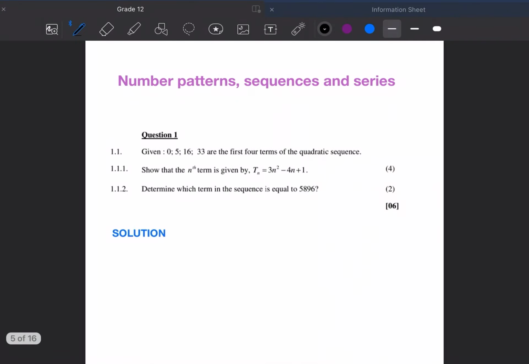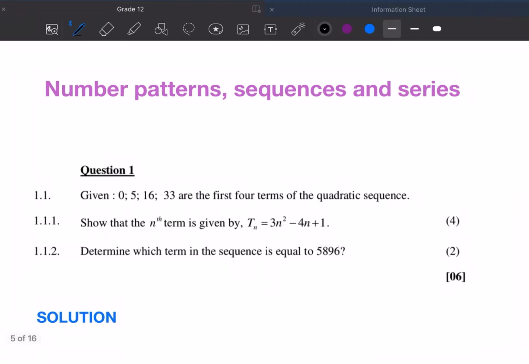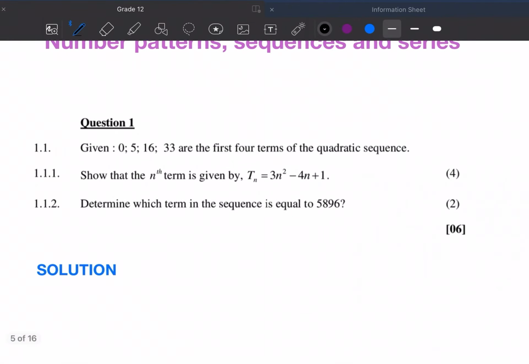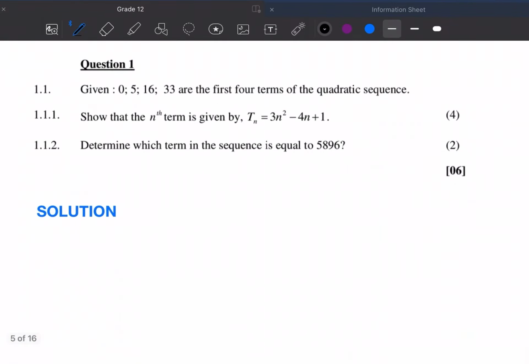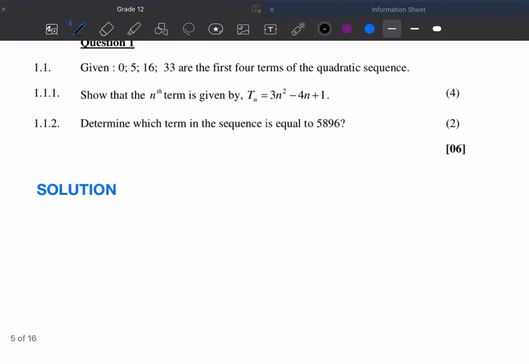So let's go. Question 1 is number patterns, sequences and series. There are a couple of things you need to know before you start understanding question 1. First, you need to know something called quadratic sequences. I'm going to give you notes based on this example, but they're applicable to every question that you're going to get.